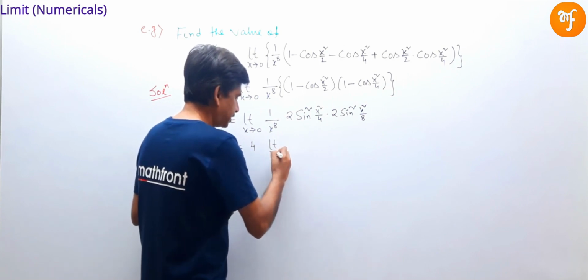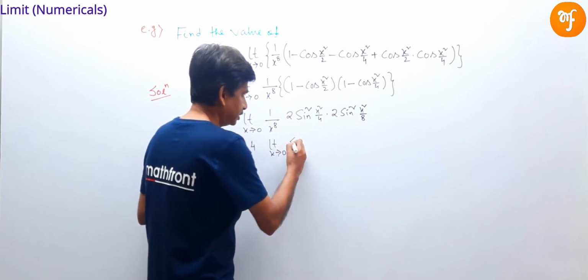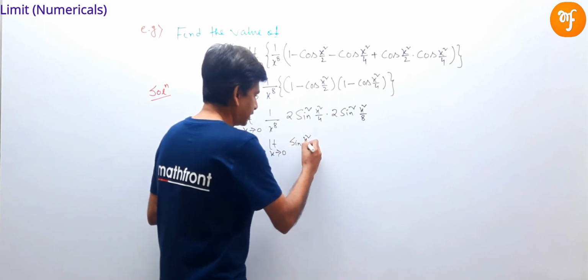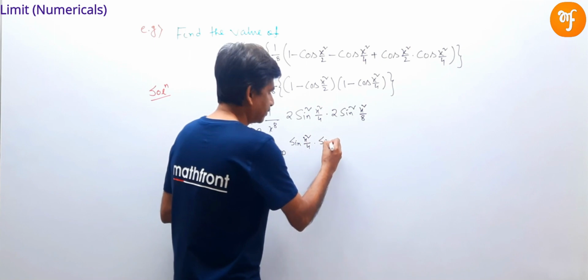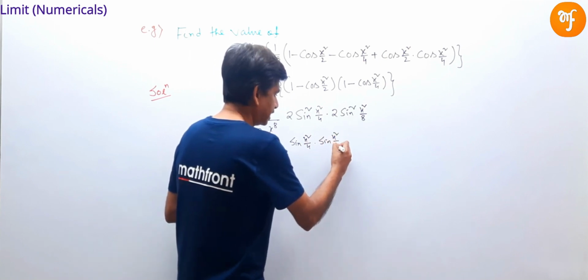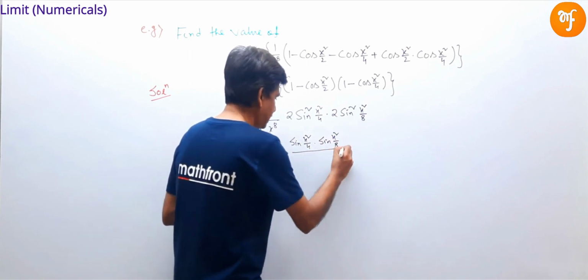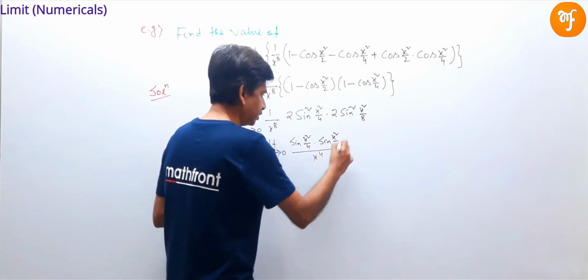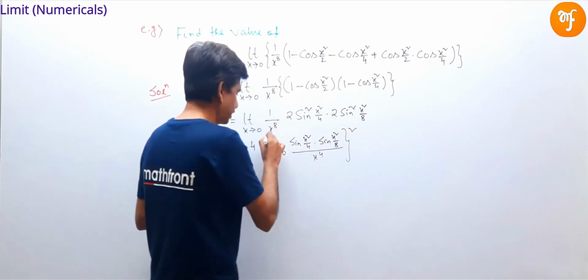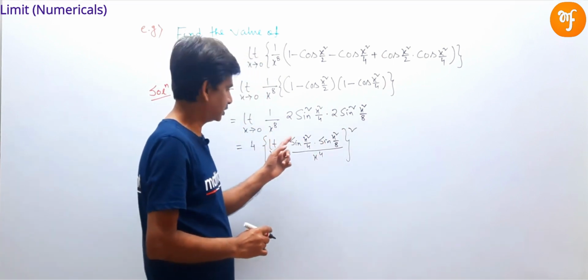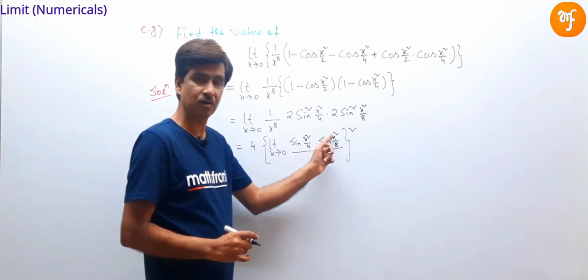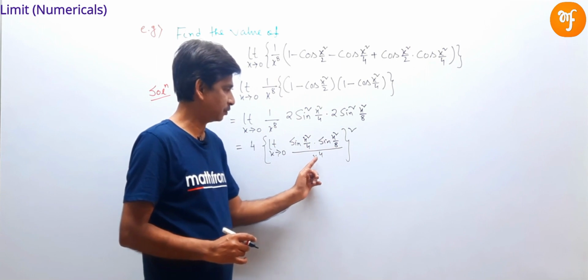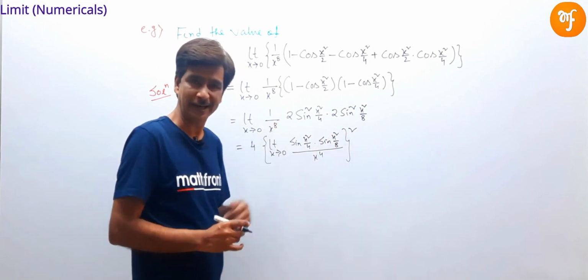limit x tends to 0, sine of x square by 4 into sine of x square by 8 divided by x to the power 4 whole square. Is it? So, this is sine square x square by 4 into sine square x square by 8 divided by x to the power 4 whole square, that is x to the power 8. Okay?